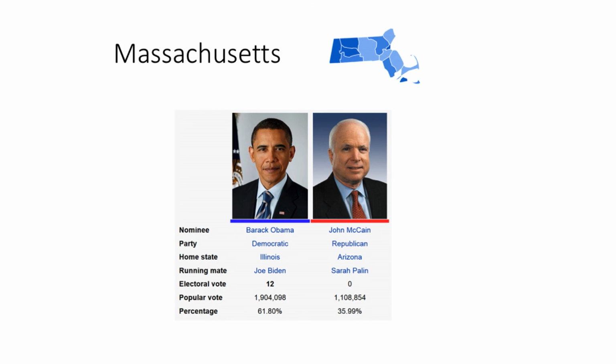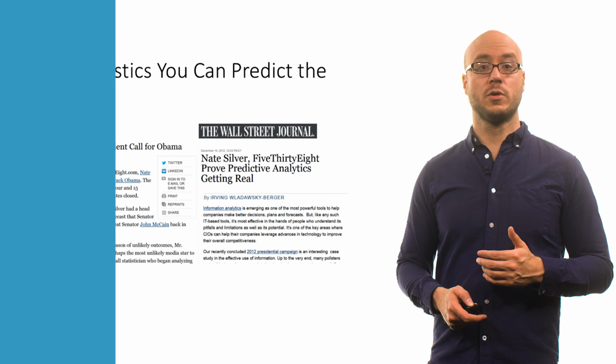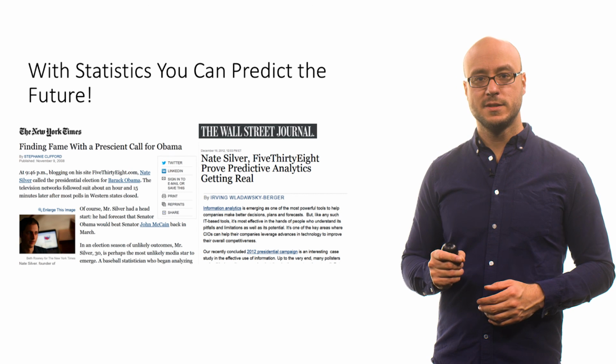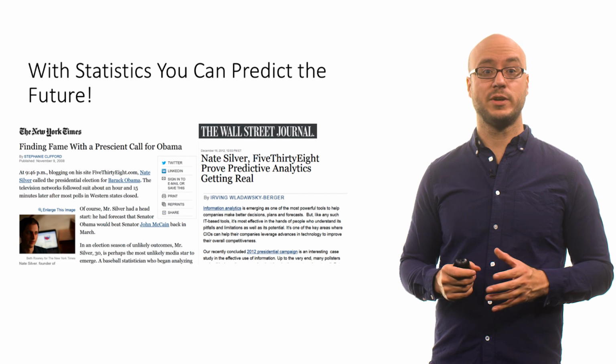Now you might see what actually happened. What actually did happen in November of 2008? Well, you can see it's pretty close. Obama did win Massachusetts, and he did win the majority of the votes. The important part here is that with statistics, you can do a lot of stuff. In fact, you can predict the future.